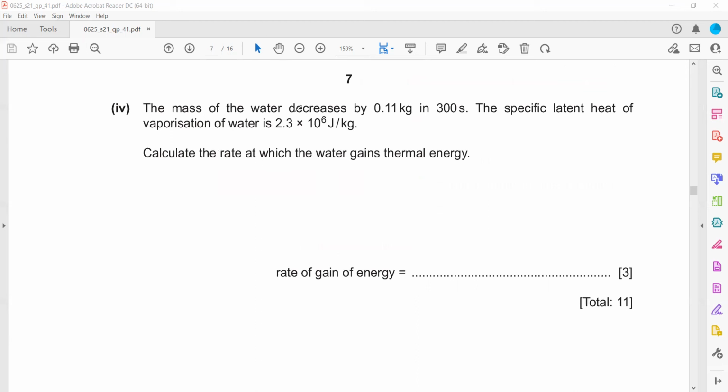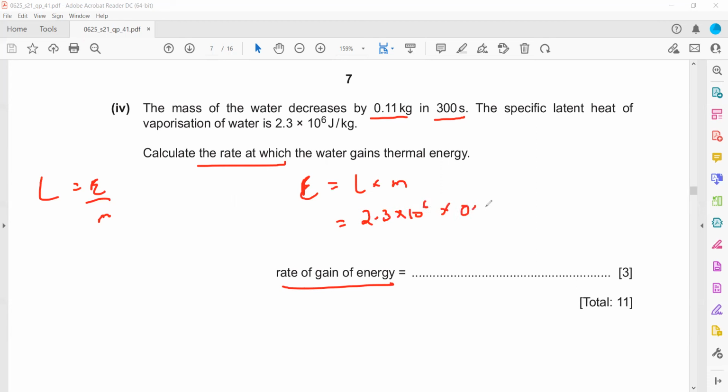Then the mass of the water decreases by 0.11 kg in 300 seconds, with the specific latent heat given. Calculate the rate at which, the rate means power. So we need power. So first we need energy. The formula for latent heat is energy divided by mass. So energy is latent heat multiplied by mass. So latent heat is how much? That is 2.3 times 10 to the power 6, multiplied by mass 0.11. This will give us energy. But we need the rate of energy, which means power. So power is energy divided by time.